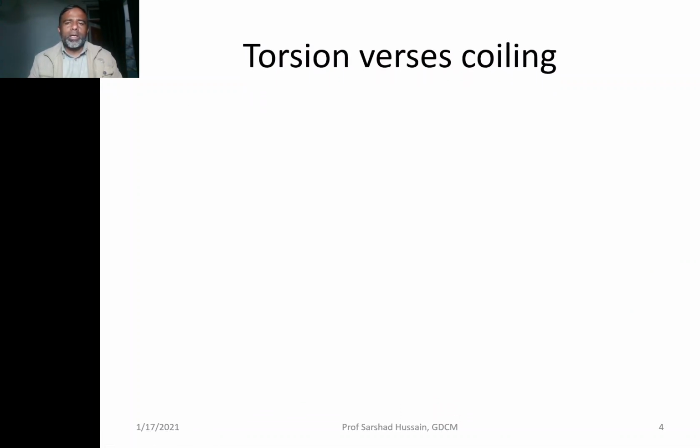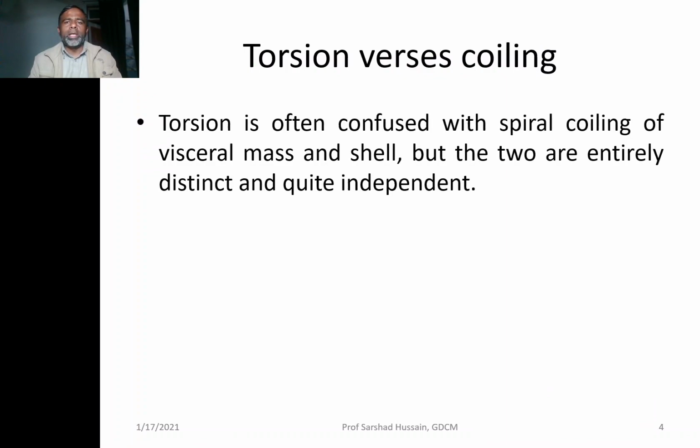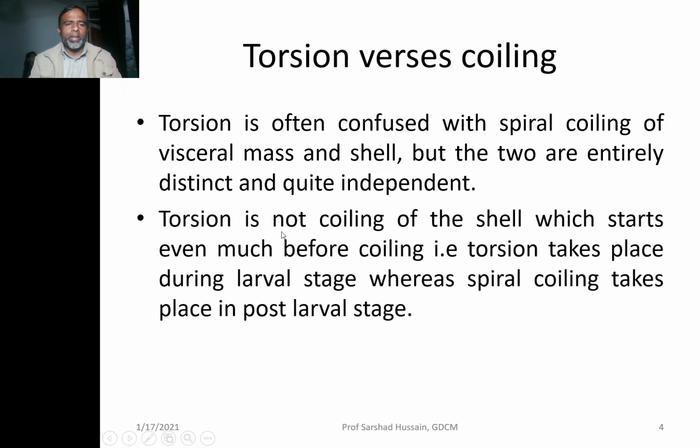Now, there are other mechanism also called the coiling, torsion versus coiling. Now, what happens basically? Normally, most of the people get confused and say that the torsion or coiling is same, but they are not same. Torsion is often confused with spiral coiling of visceral mass and shell, but the two are entirely distinct and quite independent. We shall look into this, how they are independent.